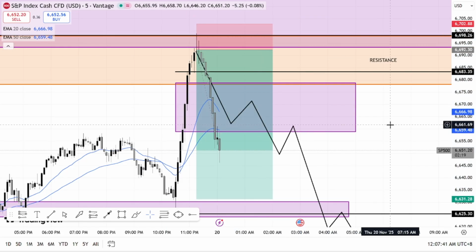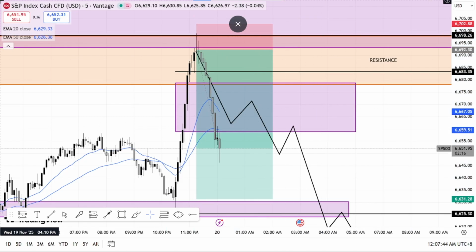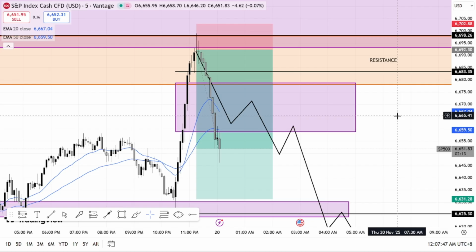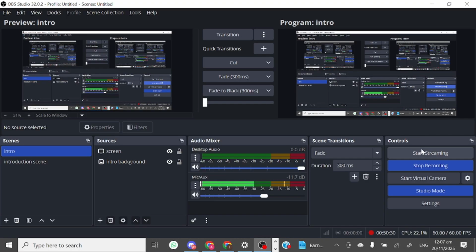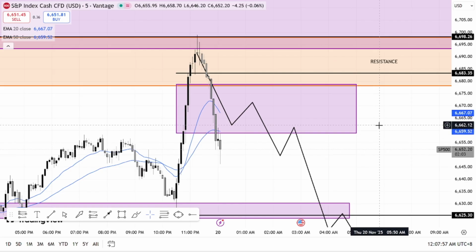I'm going to delete this. Actually, no, I'm going to screenshot this. Okay, now I delete it. So that was a decent trade.